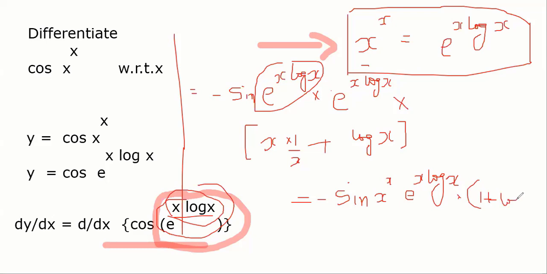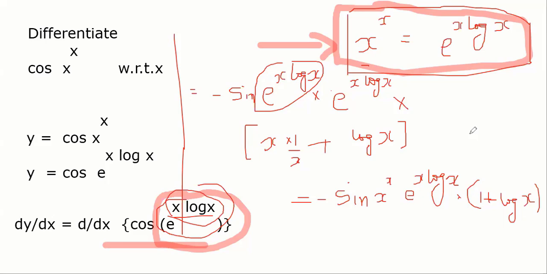Tell me any confusion. The main point, the most important part, is this whole thing. Otherwise, it's just a function of function and product. Tell me, any question?